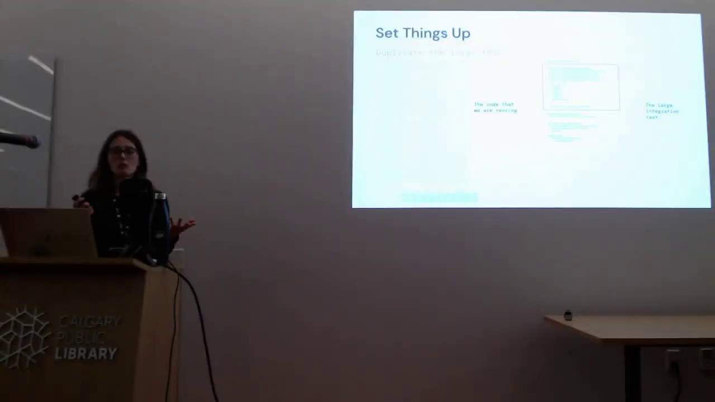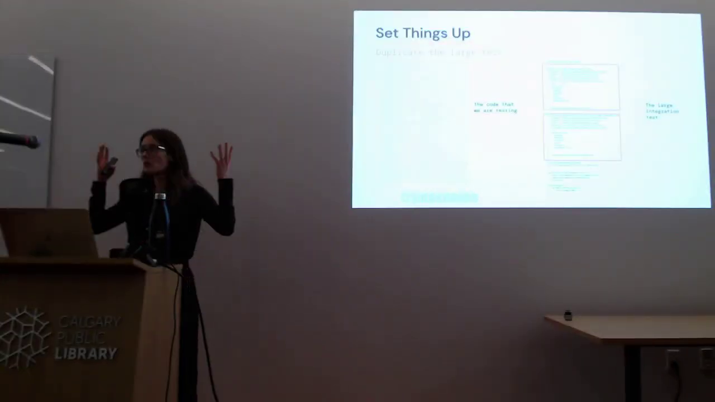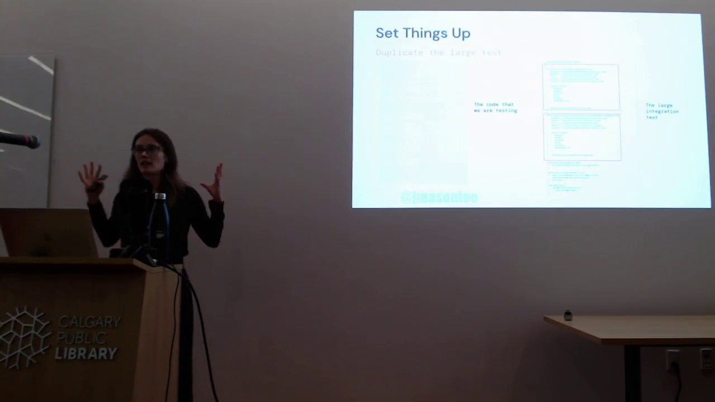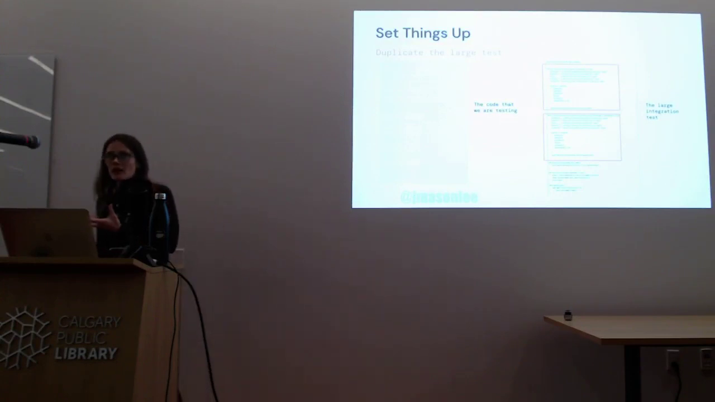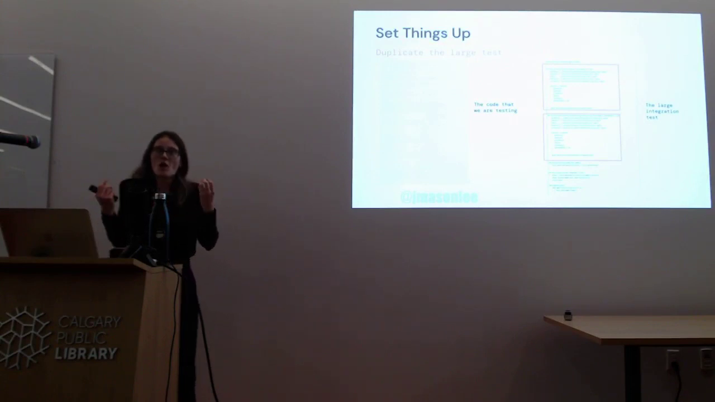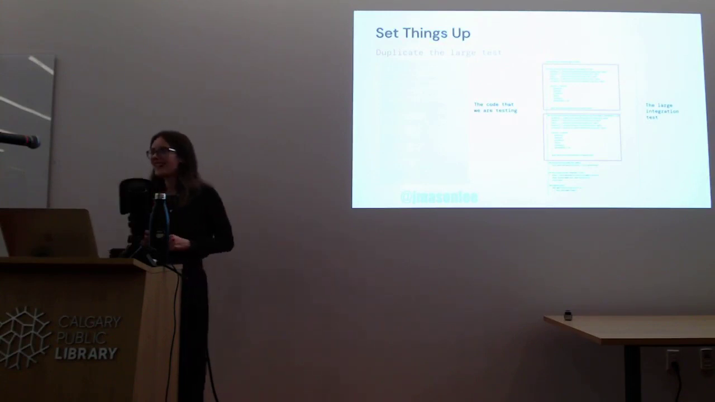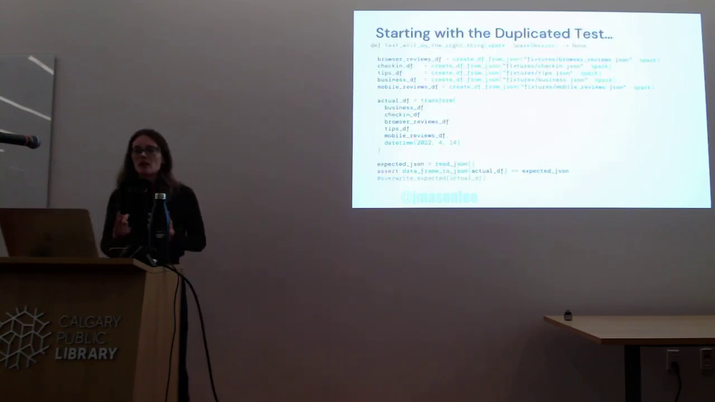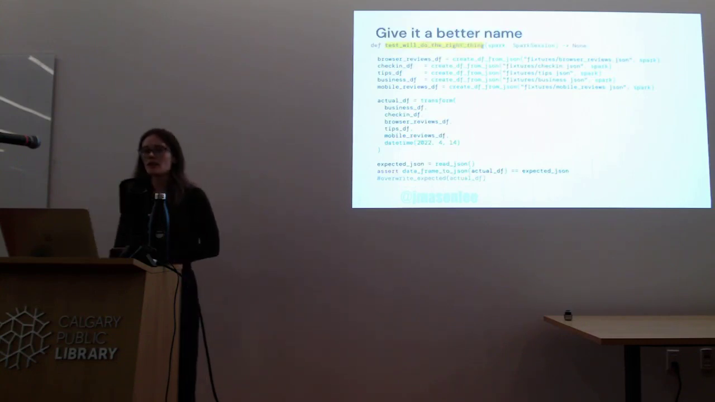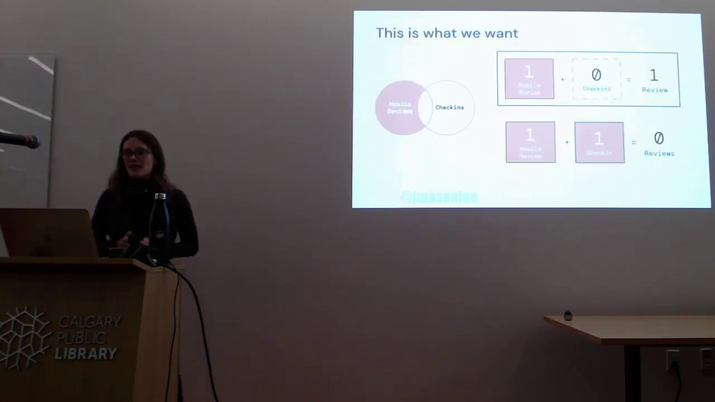I started by duplicating that large test, because I don't want to lose the original large test. It's still covering a lot of important behavior I care about. And at this point, we'd actually fixed the bug, so it was hopefully testing all the right behavior still. But it was at least testing that my pipeline did exactly the same thing as it did before. And then I took a look at the duplicate test. First thing I like to do when I work with a new test is give it a better name than that, because the current one is not very specific.